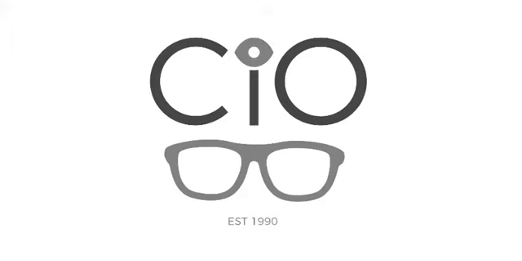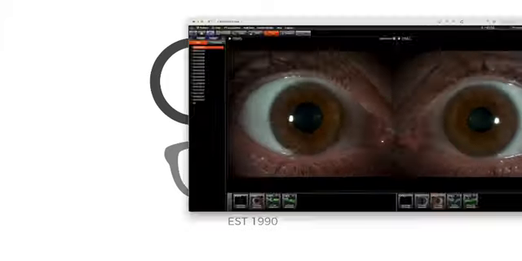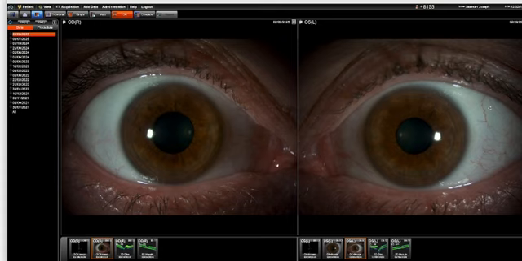Joseph from CI Optometrists. In September, it's National Eye Health Week, and I wanted to talk to you about all the different images and data we take as part of every one of our eye examinations at CI Optometrists. Here are my results from my eye examination last week.